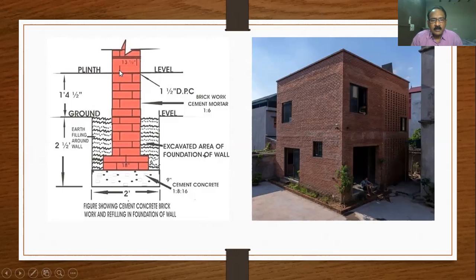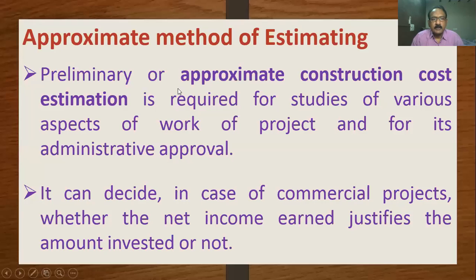This is a brick wall constructed up to ground level, above plinth level, and you will have DPC. DPC is a damp proof course. Again, I am explaining, the unit of DPC is square meter, not cubic meter, even though they have given thickness and depth. Only DPC, damp proof course, unit is in square meters.